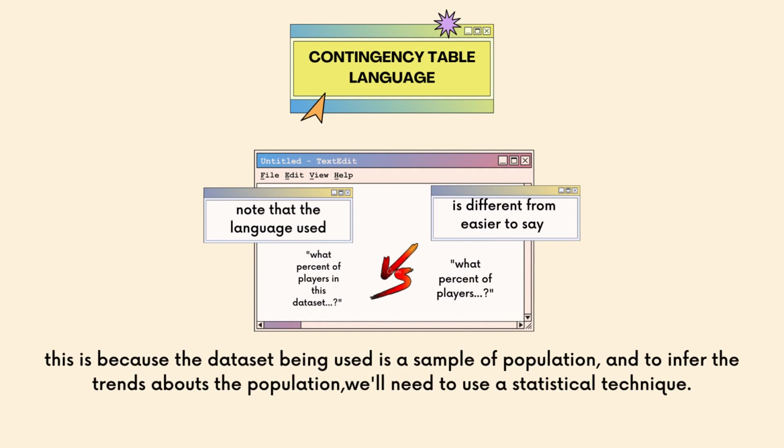Note that the language we use, what percent of players in this dataset, is different from the easier to say, what percent of players. This is because the dataset being used is a sample of the population, and to infer the trends about the population, we will need to use a statistical technique.